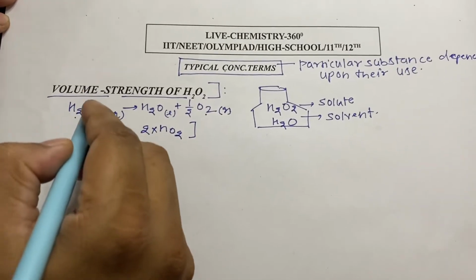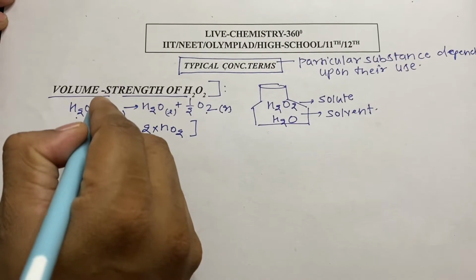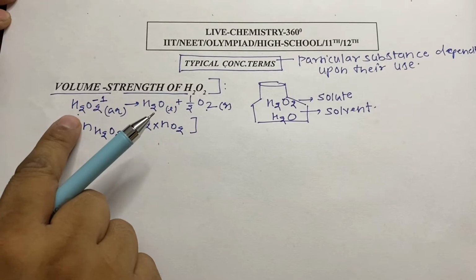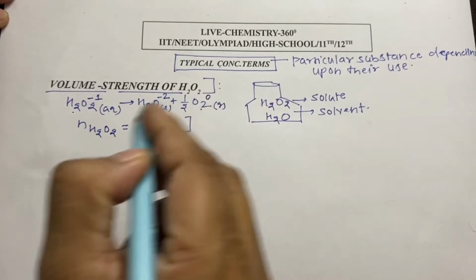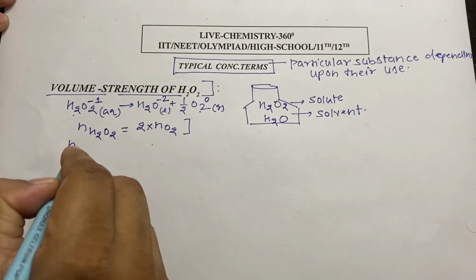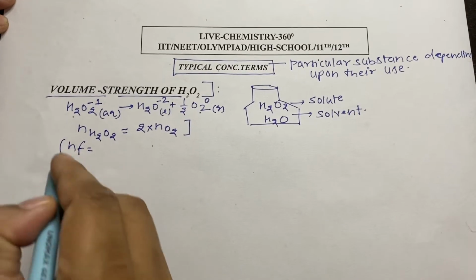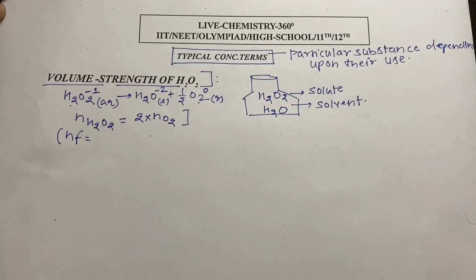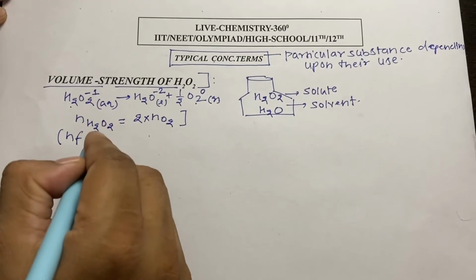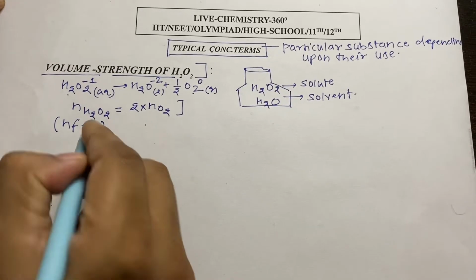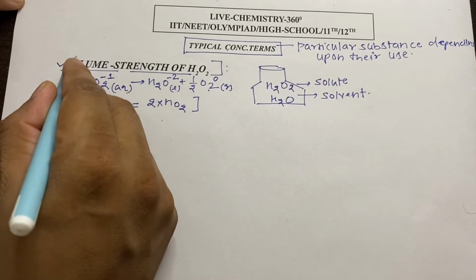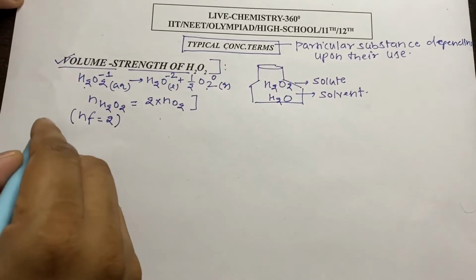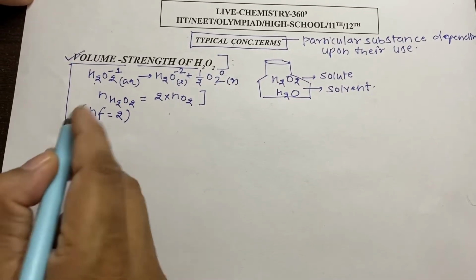Also, we can say that the oxidation number of oxygen in H2O2, which is a peroxide, is -1, and it is changing to -2 and 0. So the n factor of H2O2, the n factor being the valency factor which will be discussed in redox reactions, will be 2. Now, how can we define the volume strength of H2O2?